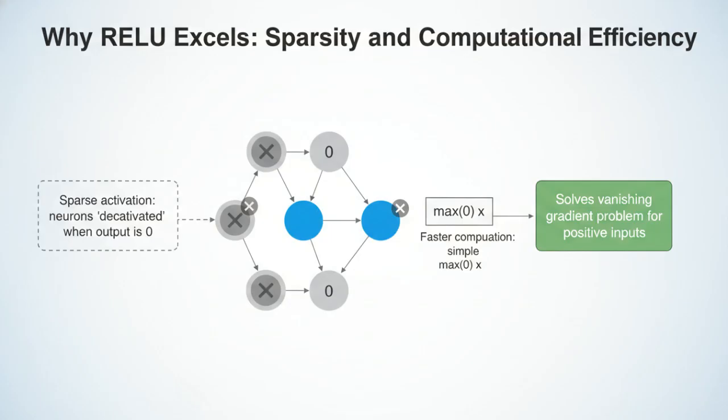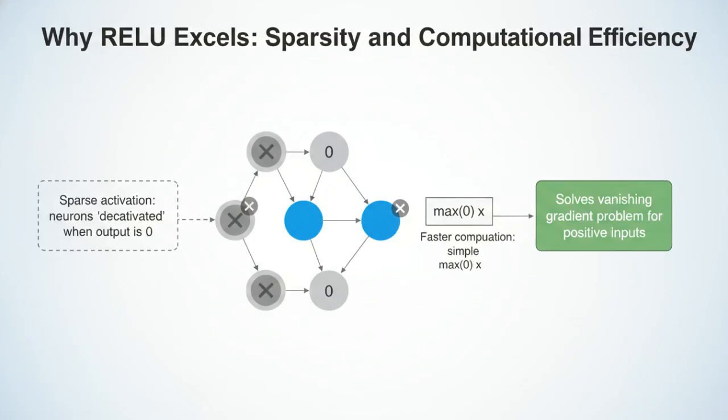ReLU's advantages stem from its elegant design. Firstly, its linear nature for positive inputs means that gradients are either 1 for x greater than 0 or 0 for x less than 0, eliminating the vanishing gradient problem for positive activations. This allows for much faster convergence during training.